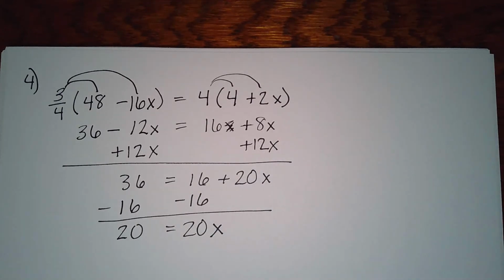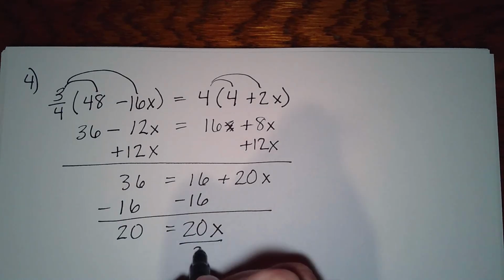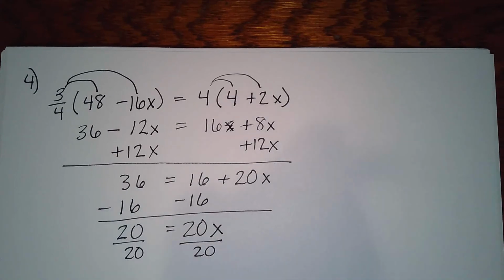Now, at this point, you should know what our next step is. 20 and x are held by multiplication. Correct. It's going to be divide both sides by 20. So 1 equals x, or like we said before, x can equal 1. All right, so now that we've done the difficult one, let's look at the next page.